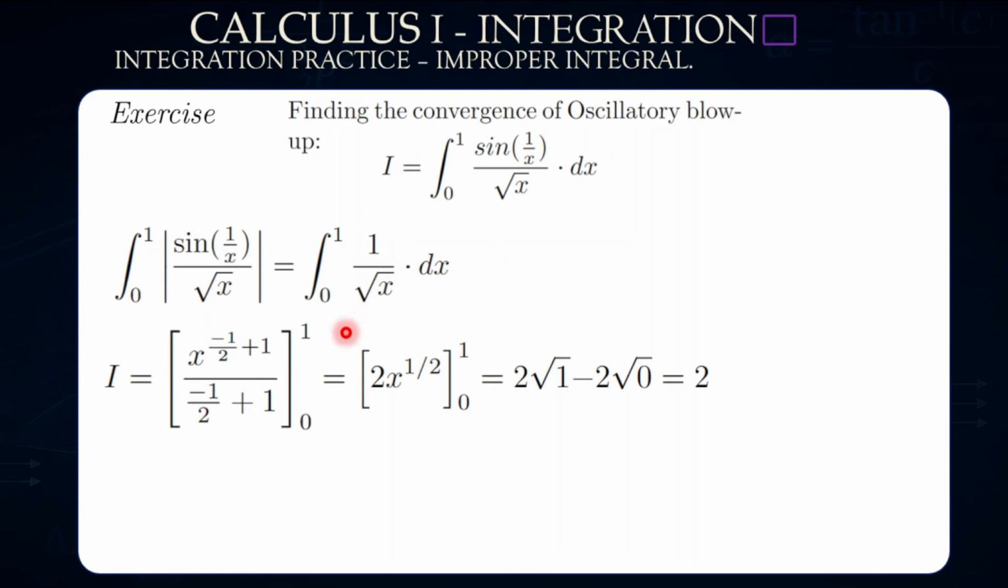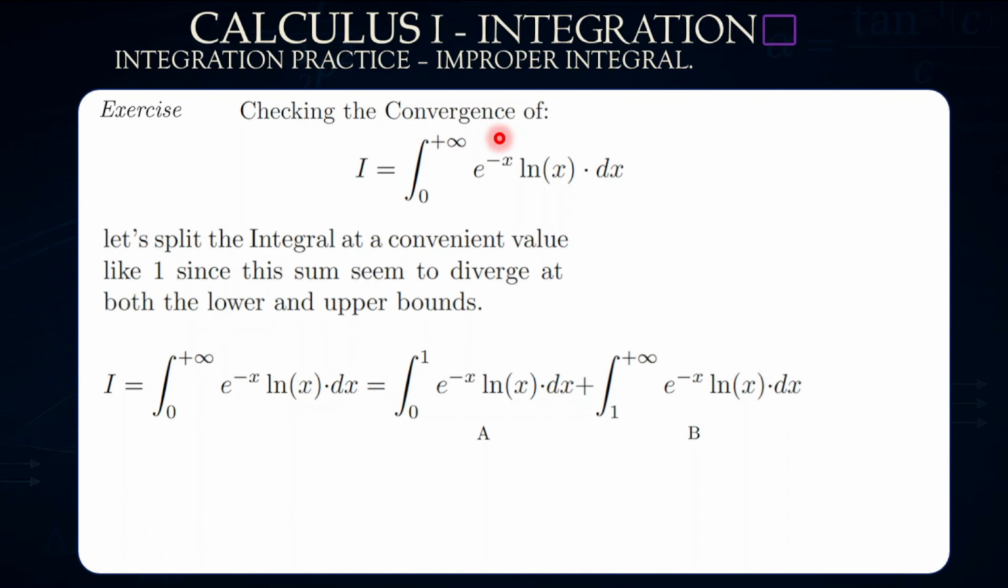So the integral, if we solve it normally: square root of x is x to the power of 1/2. You move it to the numerator, it becomes x to the power of -1/2. You add 1 to the exponent, and then you divide by -1/2 plus 1, just as we integrated previously any type of power. This is equal to 2 times x to the power of 1/2, which is the square root of x, between 1 and 0, which is 2 square root of 1 minus 2 square root of 0, equal to 2. As a conclusion, I converges absolutely at 2.